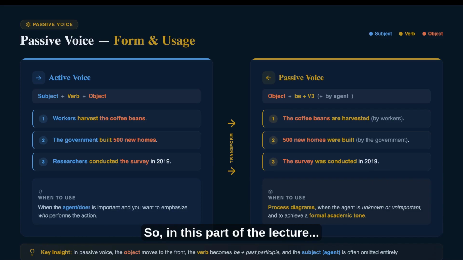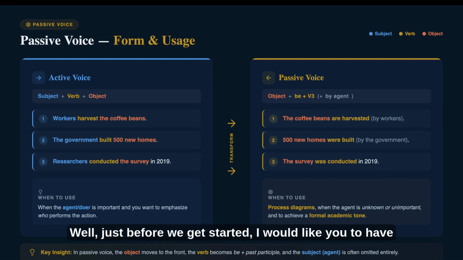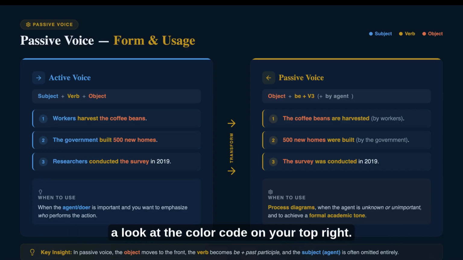So, in this part of the lecture, again, we will look into the main form and its usage. Well, just before we get started, I would like you to have a look at the color code on your top right. So we use light blue for the subject and yellow, of course, for the verb, and orange is, of course, for the object.